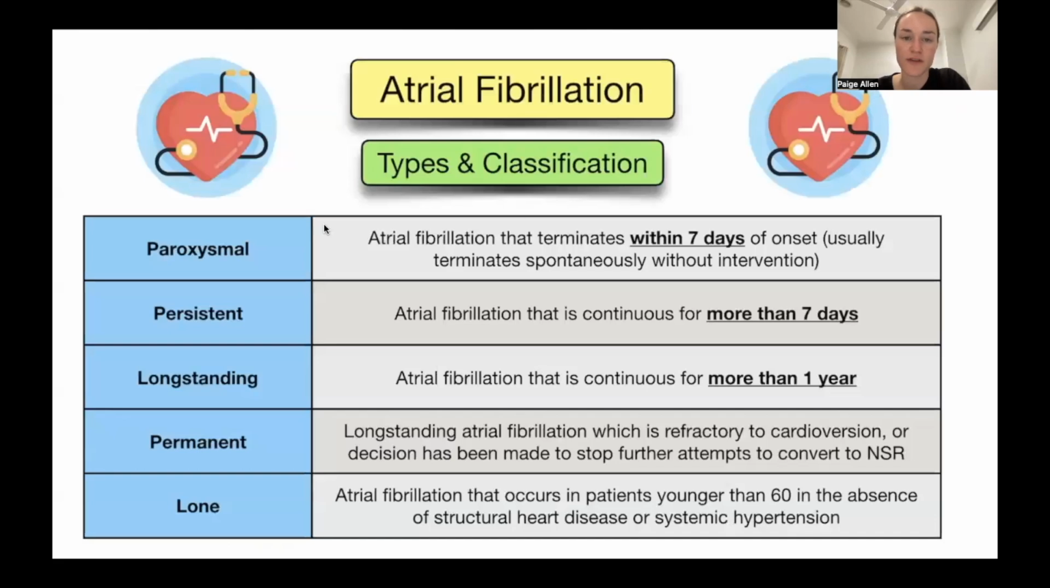All right. There are different types of classifications for AF. So you have your paroxysmal. That's just where it comes and goes quite quickly. You only have symptoms for a short period of time, so within 7 days. Persistent is more than 7 days. Longstanding is more than a year. And people can get permanent AF as well.